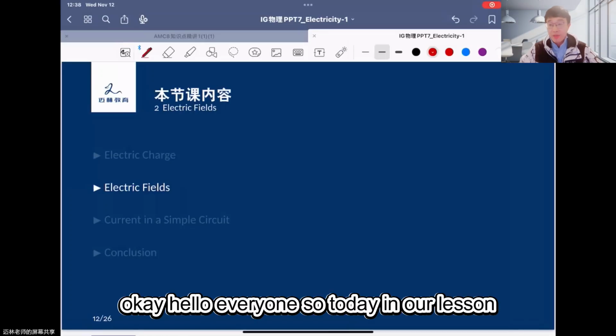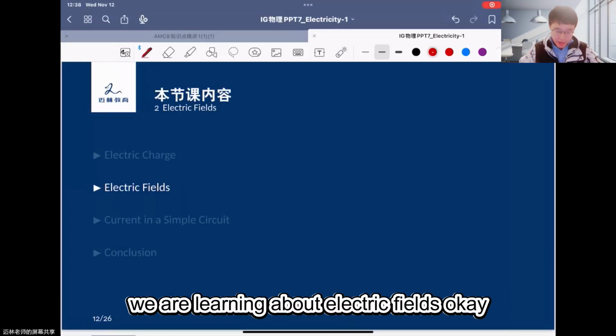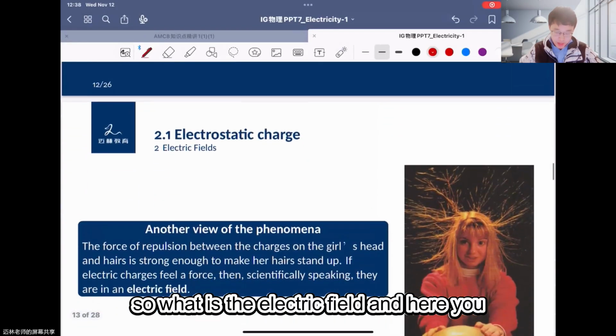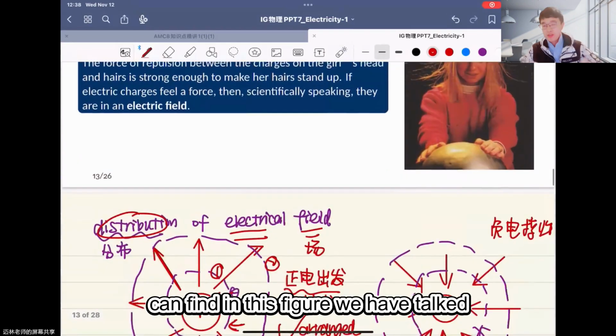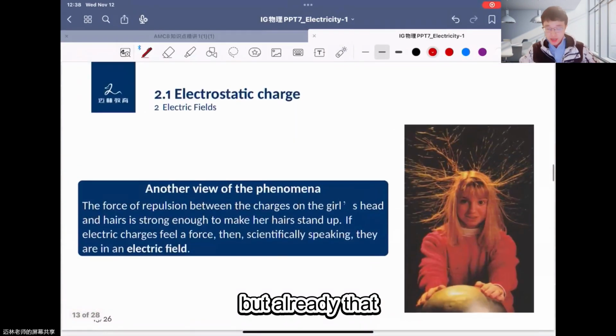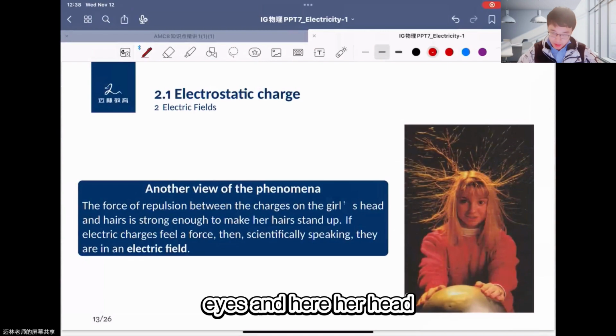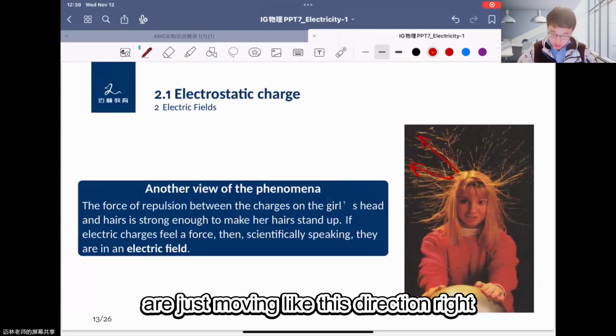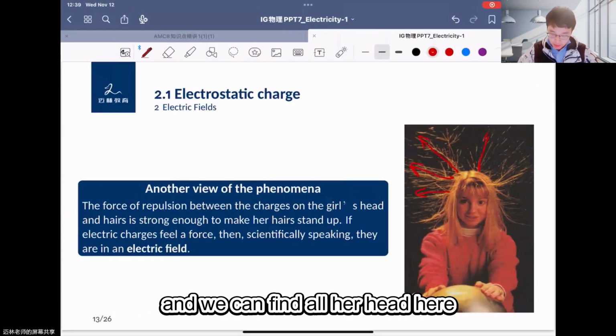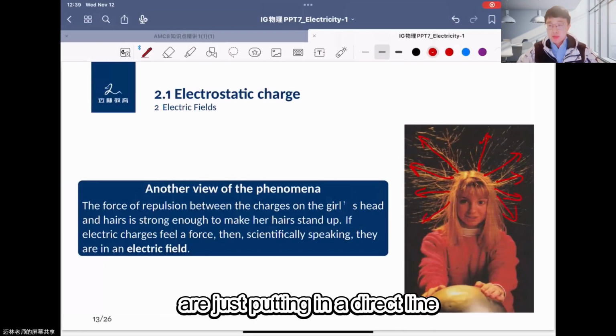Okay, hello everyone. So today in our lesson we are learning about electric fields. So what is an electric field? Here in this figure, we have talked about it already, right? The girl's hair is moving in this direction, and we can find that all her hairs are standing in direct lines.